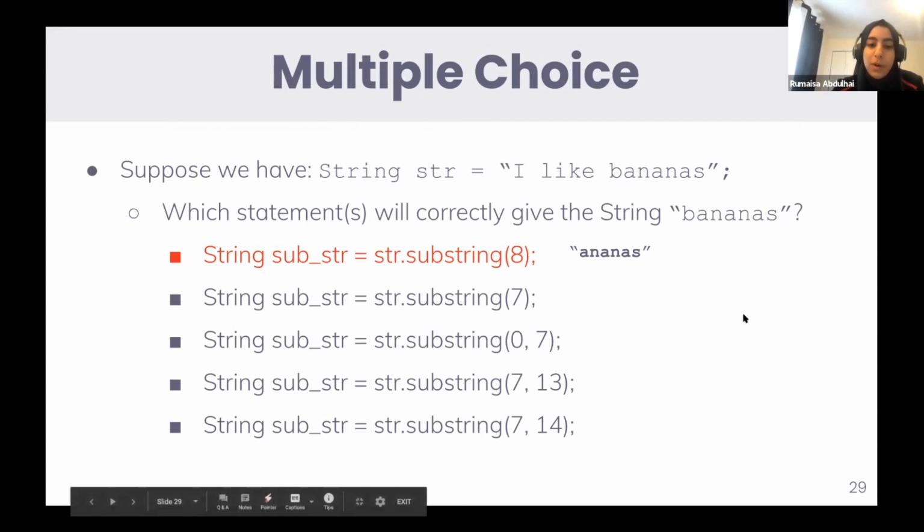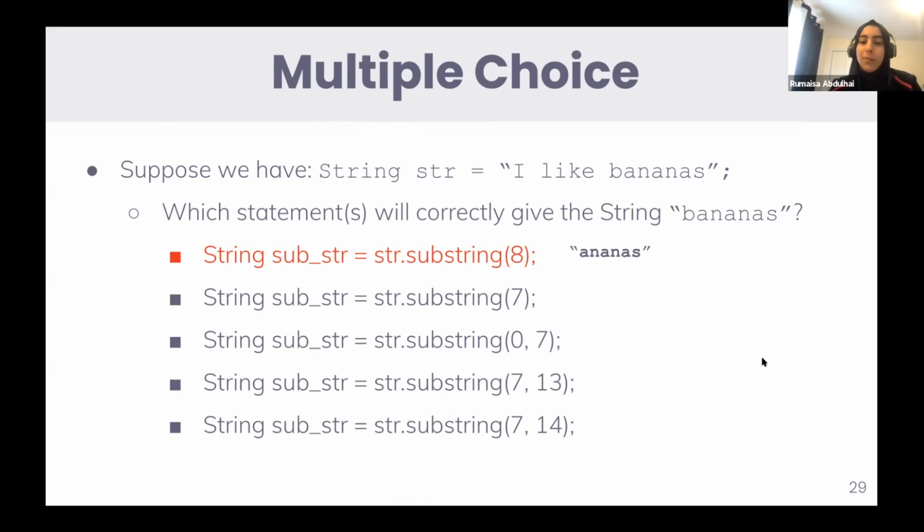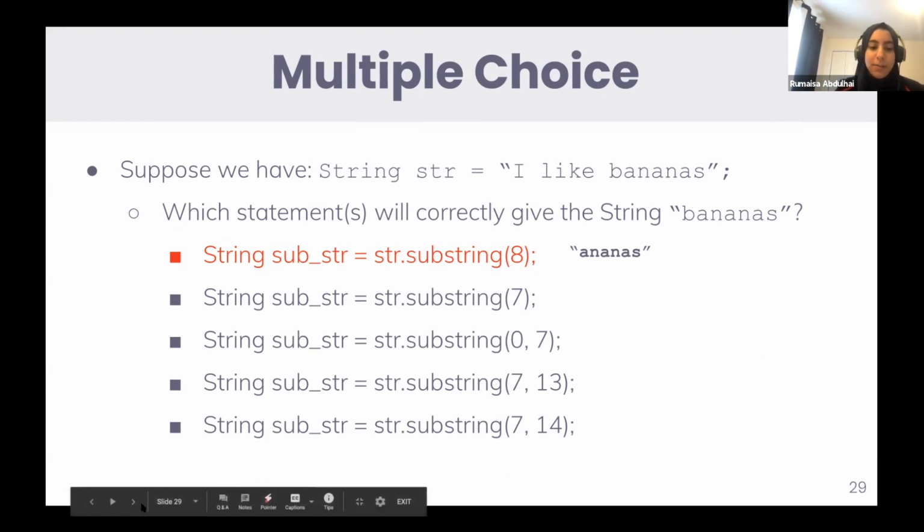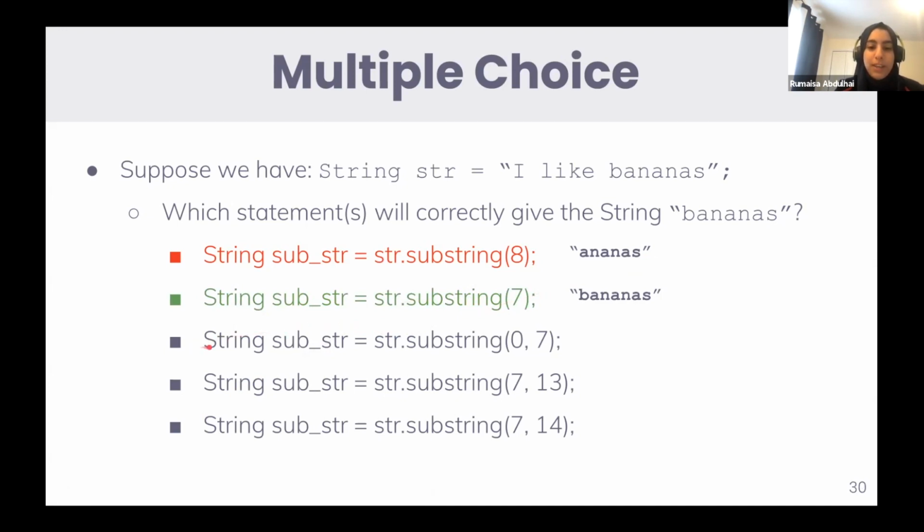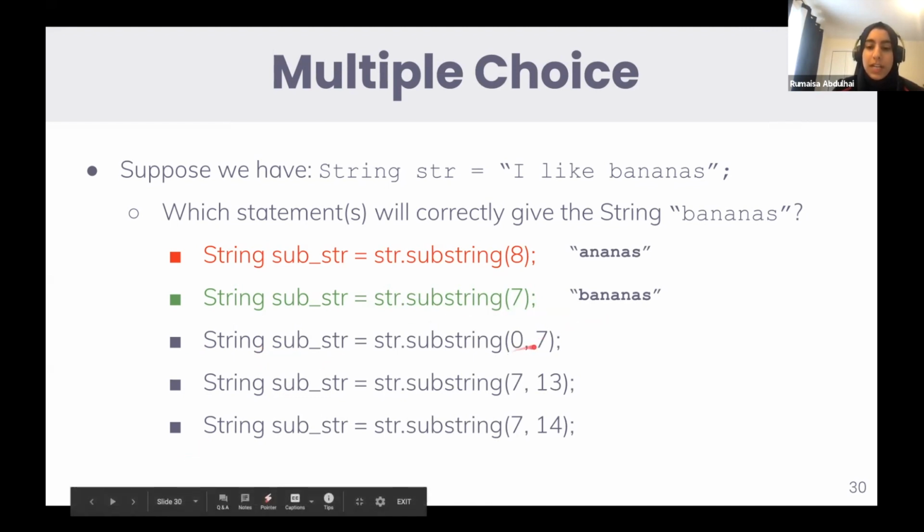Is the second one correct or incorrect? What will it return? Yes, it's correct. The second one will output bananas. Okay, doing good so far. What about the third one? Is the third one correct or incorrect, and what will it output? Yep, Bashar is right. It will return "I like." It won't return bananas. It's starting from 0 and ending at 7.